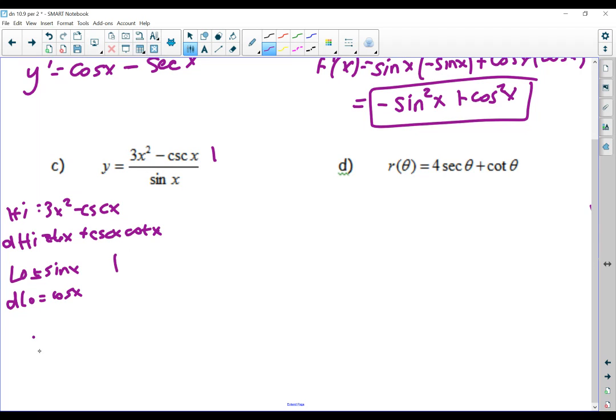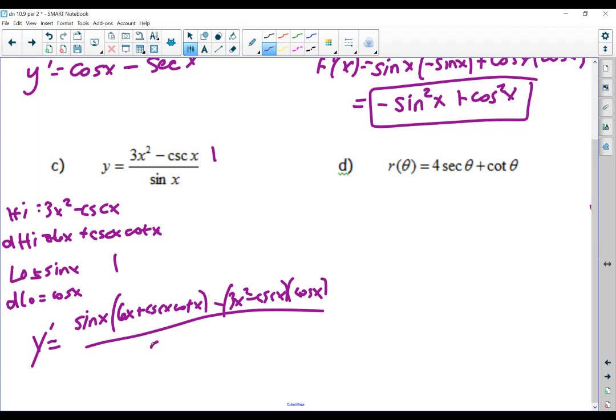And I'm ready to do it. So y prime is low d high minus high d low over low, low. And I'm going to leave that just like that. I'm not going to clean that up. That's as clean as it's going to get. That is our derivative, but do not cancel these signs. All 3 parts have to have a sign for it to cancel.